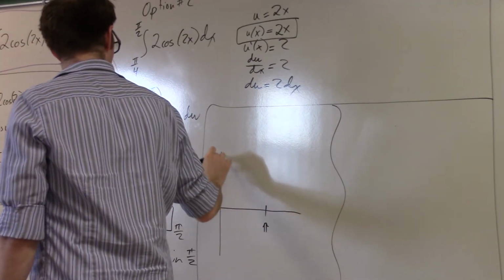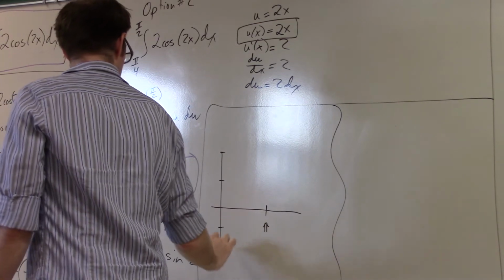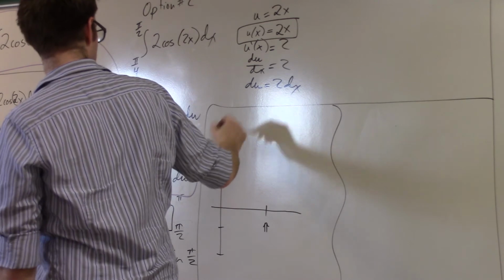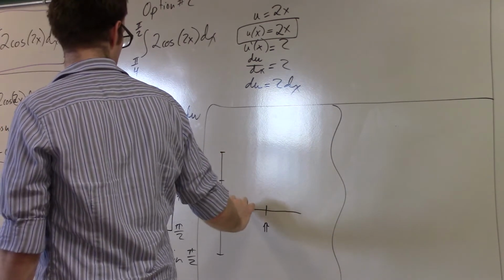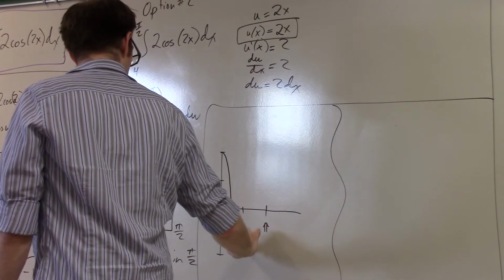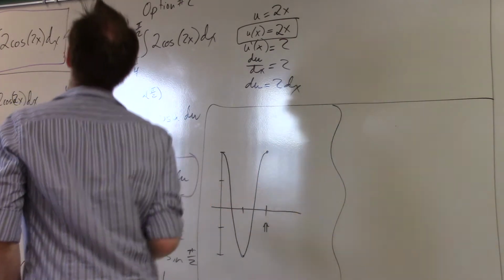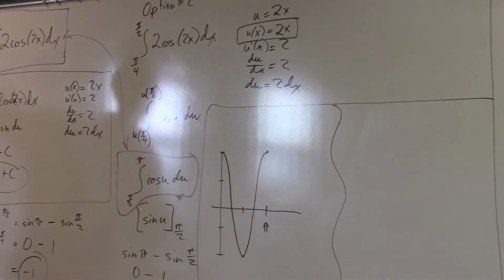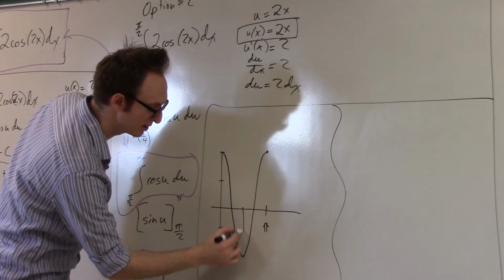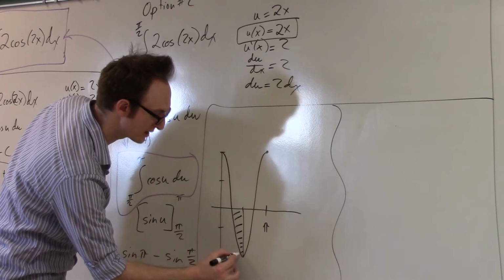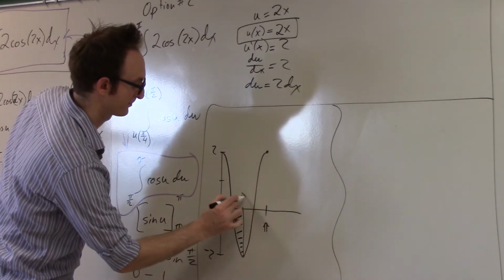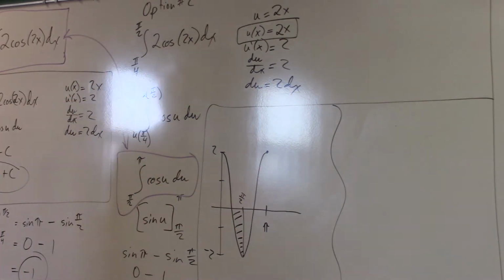I just want to make sure I graph this function correctly. It's a cosine graph, and it looks like this, right? But I'm only going from pi over 4 to pi over 2. So pi over 4 to pi over 2 of this function, it looks like this. Yeah, that is correct.